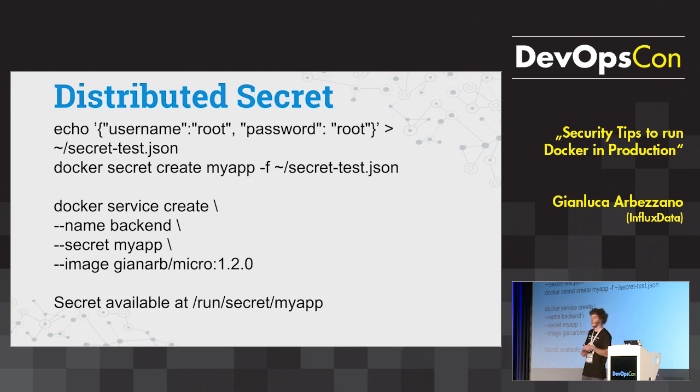A feature that Docker has and also Kubernetes has is the distributed secret. It's embedded in Docker Swarm and it works pretty easy. Let's say that you have a file that contains username root and password root, super secure, and it is in secret test JSON. You can run docker secret create, the name of the secret and the file that you are having. After that, you can remove that file. And the secret is encrypted into the master node. What you can do when you create a service is you can specify the secret name, and the secret is going to be mounted in /run/secrets/myapp.